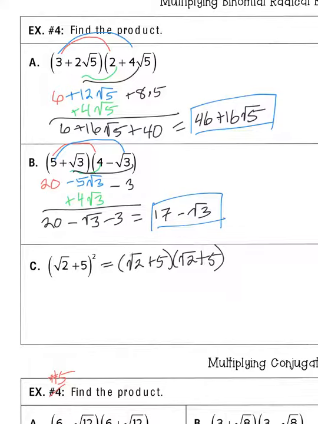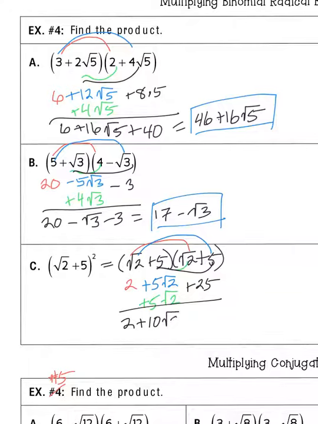Then for C, we've got radical 2 times radical 2, which is 2. And then radical 2 times 5, which is positive 5 radical 2. Then 5 times rad 2, which is positive 5 radical 2. See, those are not going to cancel each other out. And then finally, 5 times 5, which is 25. You end up with 2 plus 10 radical 2 plus 25. The 2 and the 25 is 27 plus 10 radical 2. And that's it. That's your answer.